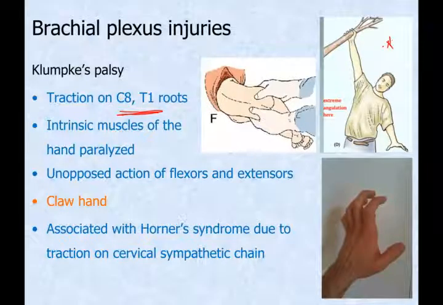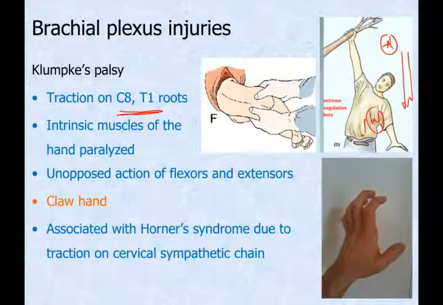You can see here, a person is falling from a height. On the way he gets hold of something. So you can imagine the speed of a person coming down with the weight of the body. Suddenly, if he hangs onto something, you will get a sudden jerk in that area. So the lower roots of the brachial plexus can get stretched and they can get damaged.